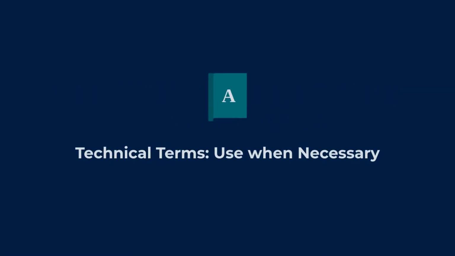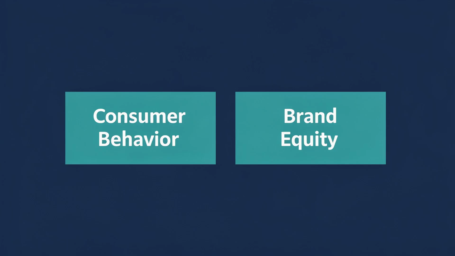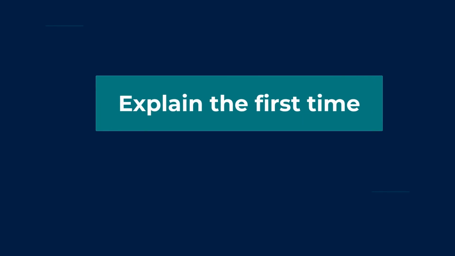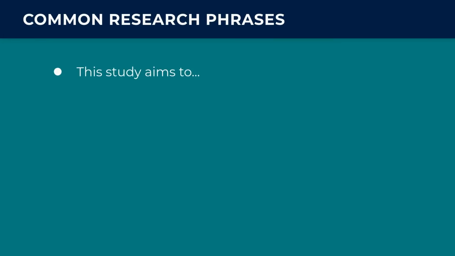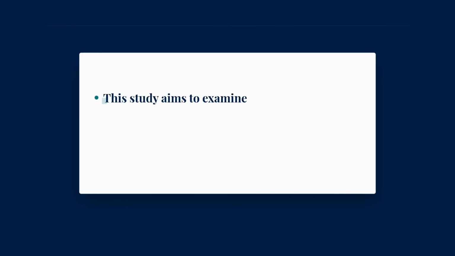You can use technical terms related to your field, but only when necessary. For example, in marketing, you may use terms like consumer behavior or brand equity, but you should explain them the first time you use them so the reader understands. There are also common research phrases that you should learn and use. For example, you can write, "This study aims to examine."